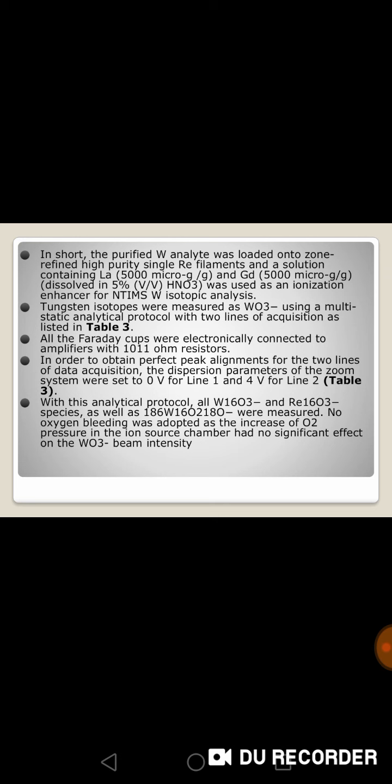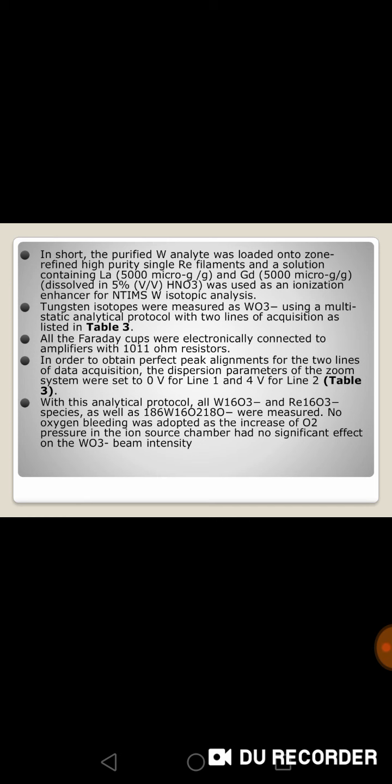In short, Table 3 depicts that the purified tungsten analyte was loaded onto a zone-refined, high-purity single Re filament, and a solution containing lanthanum and indium was used as an ionization enhancer for the N-TIMS tungsten isotopic analysis.